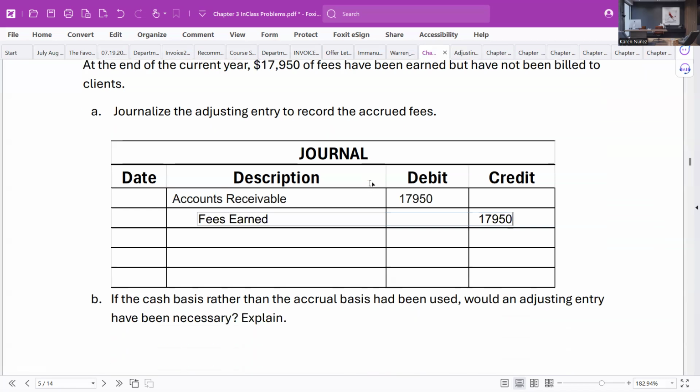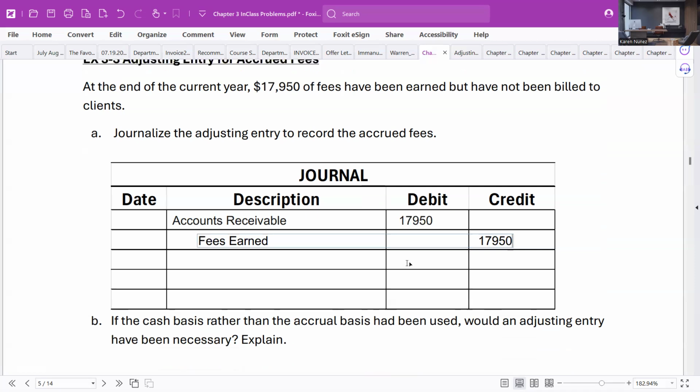I got a question here. What if they'd been using the cash basis? If the cash basis rather than the accrual basis had been used, would an adjusting entry have been necessary? Of course not, because when we use the cash basis of accounting, we only record transactions when there's cash involved. There's no cash involved here, right? They're billing the customer, but they don't have the cash. So under the cash basis, there's no transaction required. We wouldn't debit anything or credit anything because we wouldn't have any cash.